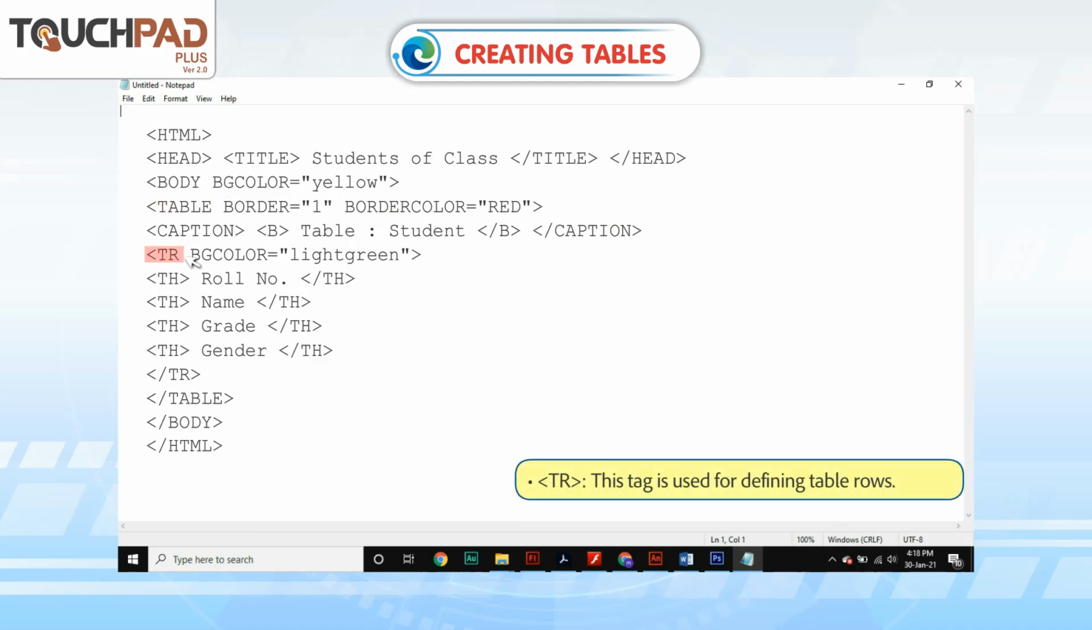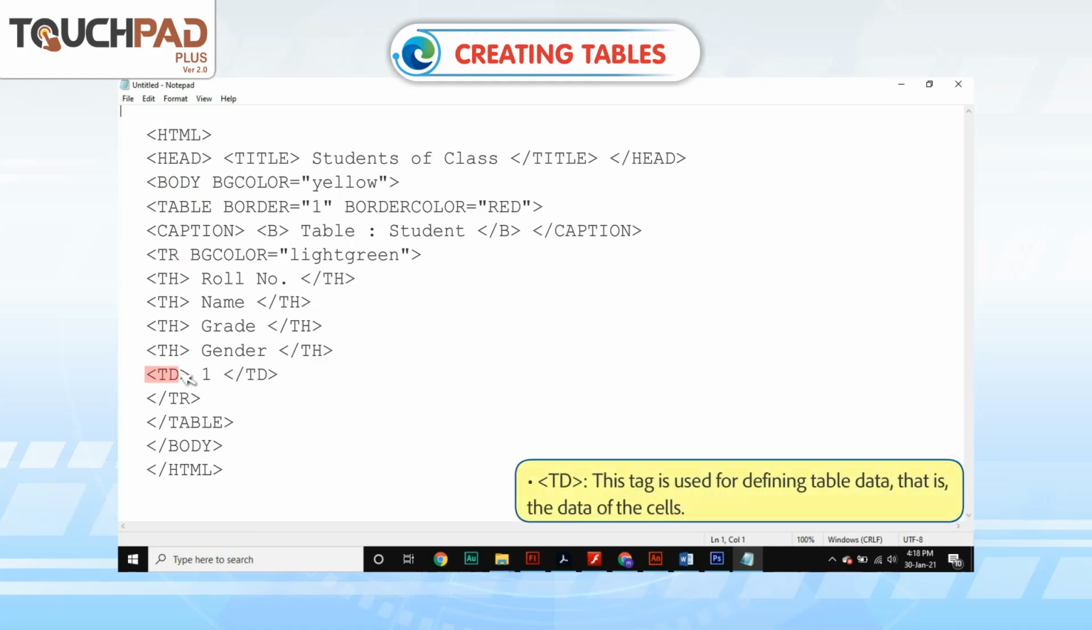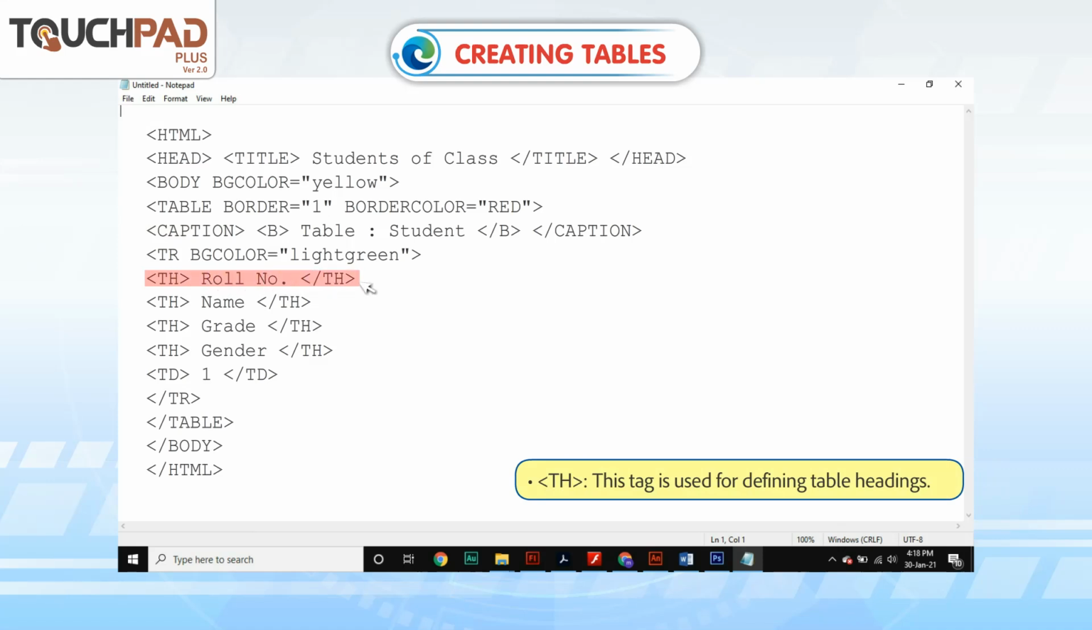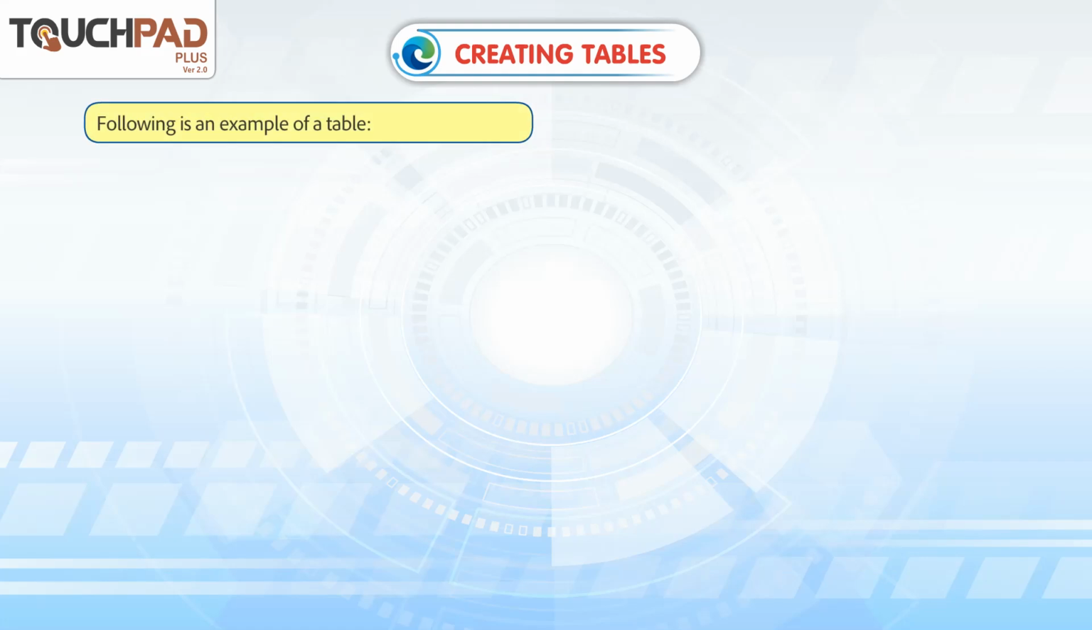TR tag. This tag is used for defining table rows. TD tag. This tag is used for defining table data, that is the data of the cells. Caption tag. This tag is used for defining the title of the table. TH tag. This tag is used for defining table headings. Following is an example of a table.